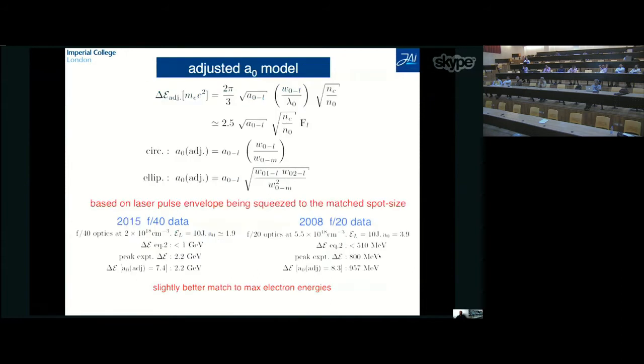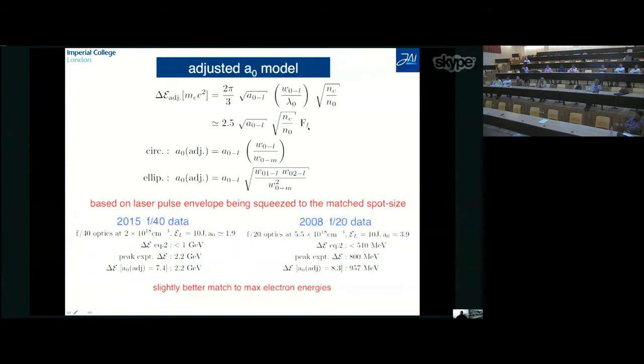So to explain these energy data, we have used what we are calling an adjusted A0 model. In this model, we are assuming that all the energy incident in the laser pulse envelope is basically being squeezed down to the match spot size. For those of you who know the relation between the numerical aperture and the F number of the pulse, you can see that pi W0 over lambda 0 is sort of the F number. So we can write a relation which is experimentally valid for a larger F number of the final focusing parabola.